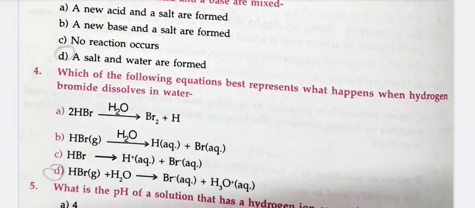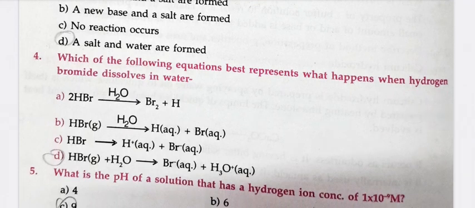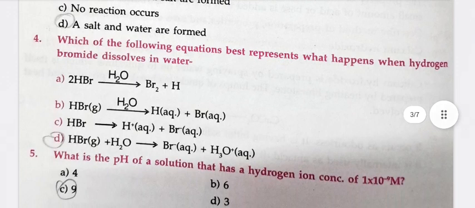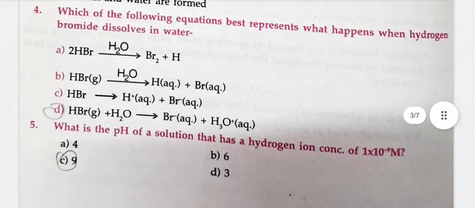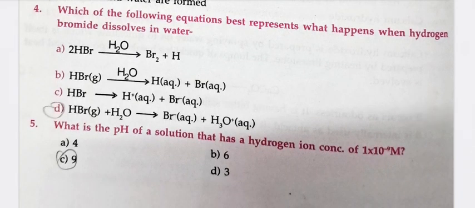Which of the following best represents what happens when hydrogen bromide dissolves in water? Hydrogen bromide, when it dissolves in water, gives hydronium ion and bromide. So the fourth one, D, is the correct answer.